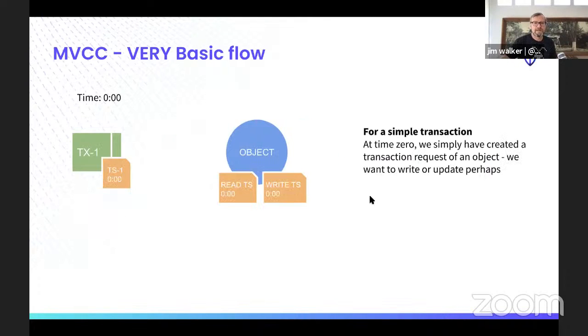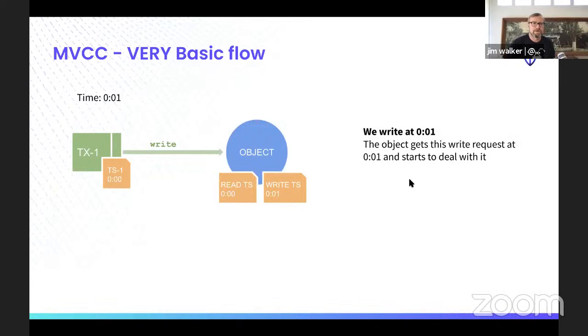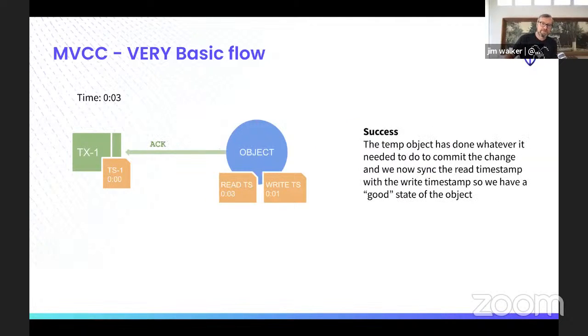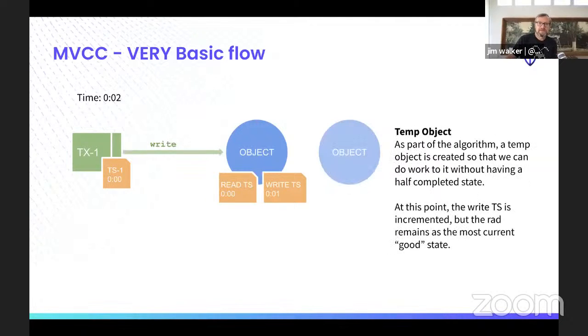If we think about this, when I write a transaction, for a simple transaction, at time 0, we're going to write to the object. On each object, we have the transaction time, a read time and a write time. So in the first step, we're at time 0, and at time 1 we're going to put the write over. It's going to create a temporary object, a copy of it, so we can actually commit. The temporary object has that write time at 0.1.